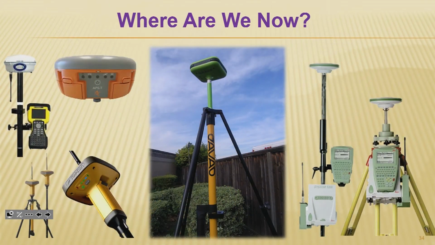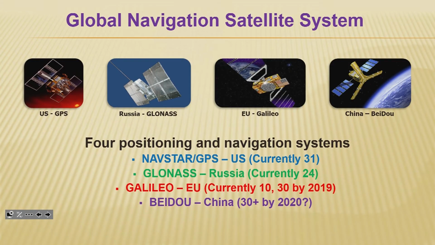And where are we today? Well, you know, it's simple, it's cheap. If you have the IQ of a belt, you can go out and perform high accuracy surveying. We also need to understand the integration of the other navigational systems, the Russian GLONASS, the European Galileo, which is actively being launched right now. The European Union anticipates 30 by 2019, and the Chinese, their system Beidou, they're also talking about 30 by 2020.